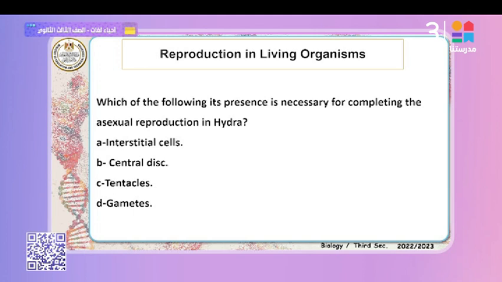The central disk found in sea stars plays an important role in asexual reproduction by regeneration. Tentacles are found in specific types of Hydra. Gametes are found in living organisms that reproduce sexually. So the best answer is interstitial cells. Okay, that's right. Another question.